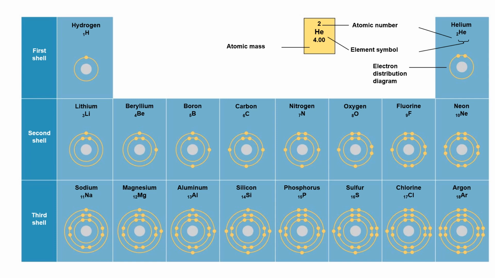On the second shell, we have lithium, beryllium, boron, carbon, nitrogen, oxygen, fluorine, and then neon. So you can have 1, 2, 3, 4, 5, 6, 7, 8 electrons. On the third shell, again 1, 2, 3, 4, 5, 6, 7, 8 electrons as well. Again, every single element wants to be where helium, neon, and argon are. In order to do this, they're either going to gain electrons, lose electrons, or share electrons. And that's where chemical bonds come into the picture.